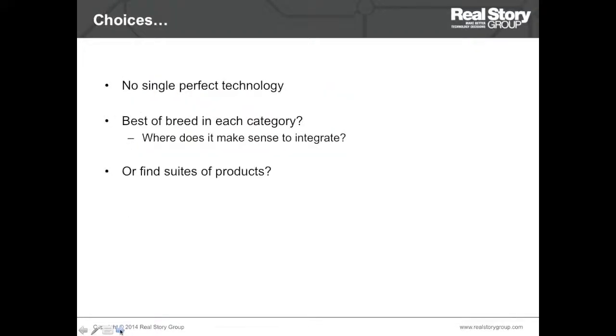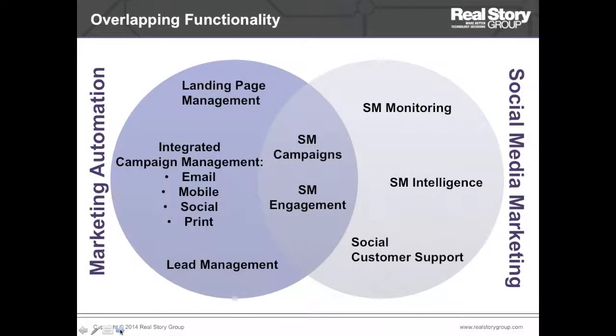So when you think about choices, when you think about choosing these technologies, there's not one that's perfect. There's no single technology that's going to solve all of your web and digital marketing needs. So some people ask, okay, should I buy a best of breed in each category, or should I buy a suite of products? Should I go to Adobe or IBM or Oracle and just buy everything that they have in their marketing cloud, for example? And there's not one right way to answer that. The question is really, it depends.